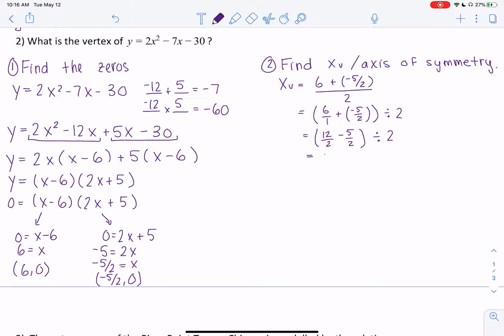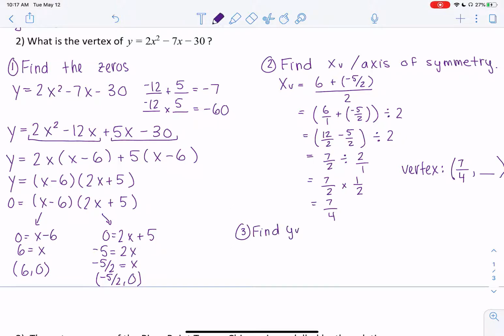And that will give us 7/2 divided by 2. Now when we're dividing fractions like this, we're going to flip the second one and multiply. So 7/2 times 1/2, which will equal 7/4. So what that's told us so far is that our vertex is at 7/4, something.